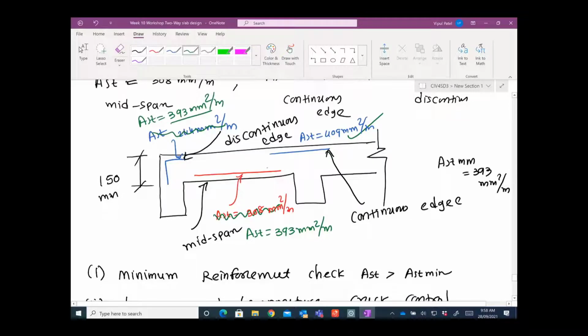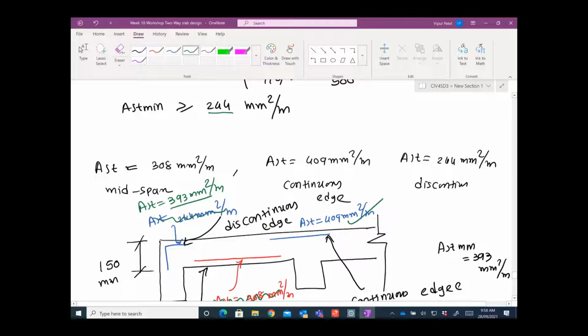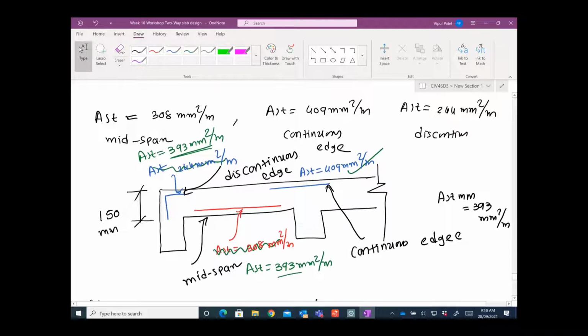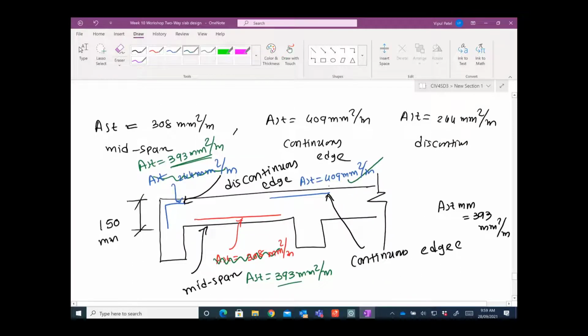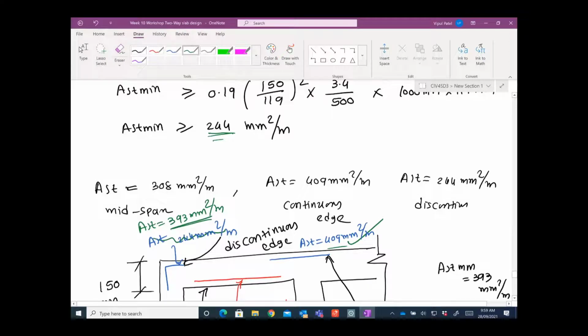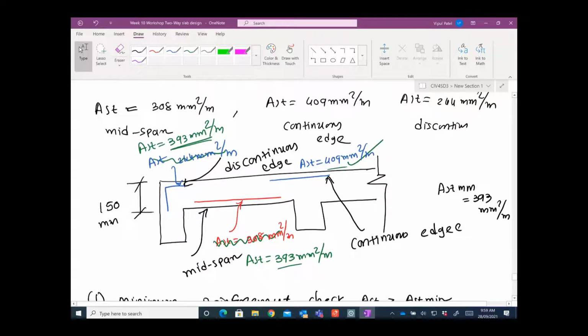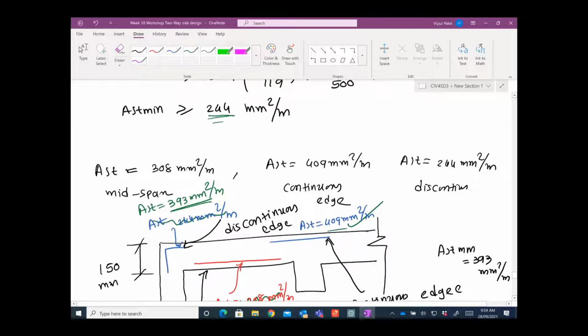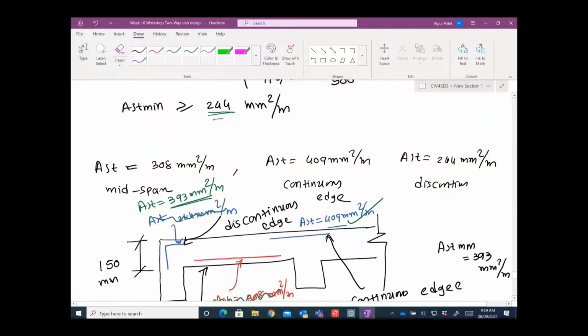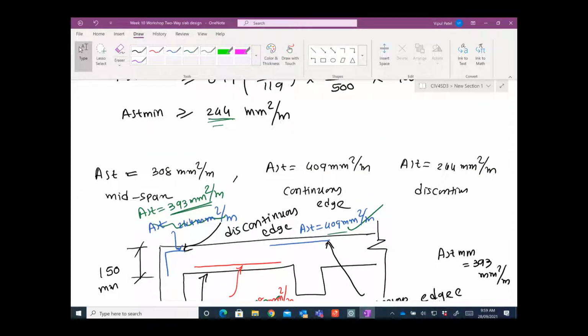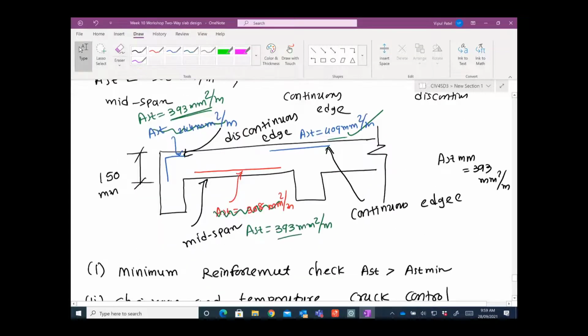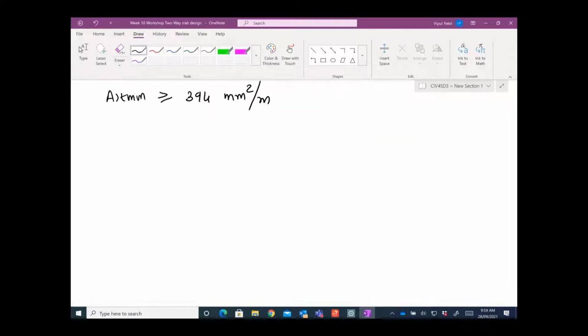So when you change it to 393, it's still satisfying this 244, right? So that is good. This 393 satisfies 244, and this 409 still satisfies 244. When you reduce it, if you do the crack check and this one, you might compromise this one. Therefore we do this one first, because this is always lower, and then we follow with creep and shrinkage. So it will not be affected in our design. So let's do the revision.